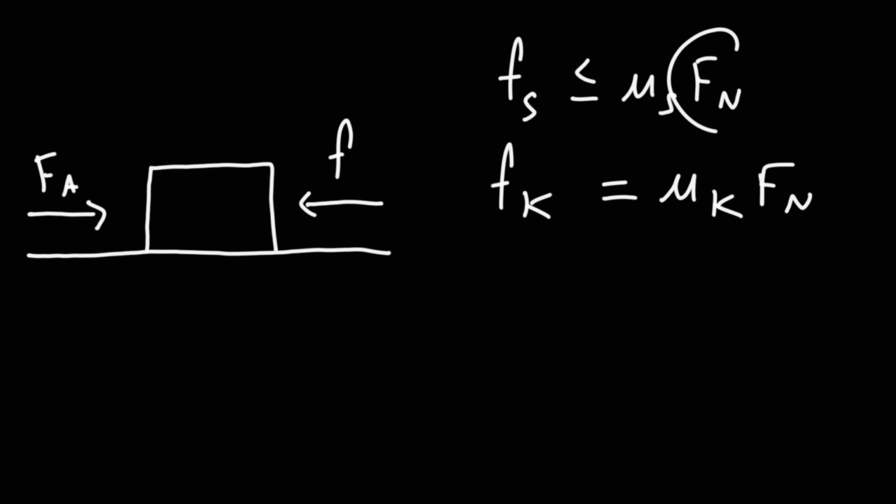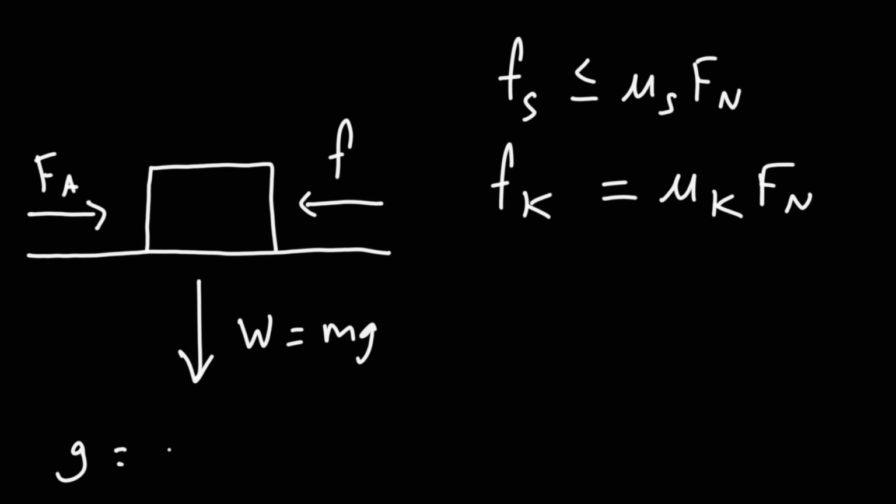Now you might be wondering, what is the normal force? The normal force is basically the force that is exerted from the ground on the box. Keep in mind, the box exerts a weight force. That weight force is equal to W, which is mg, the mass of the box times the gravitational acceleration. The gravitational acceleration is 9.8 meters per second squared.